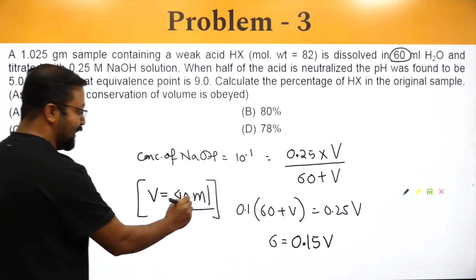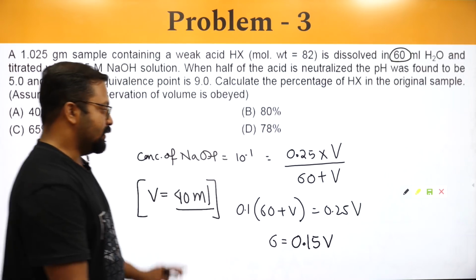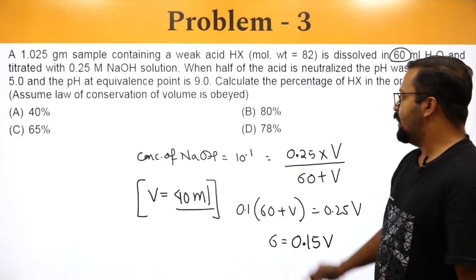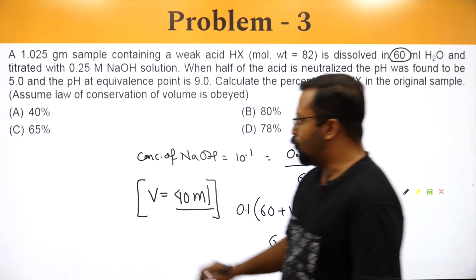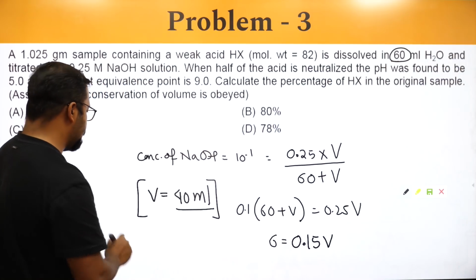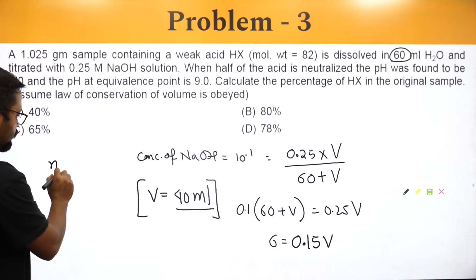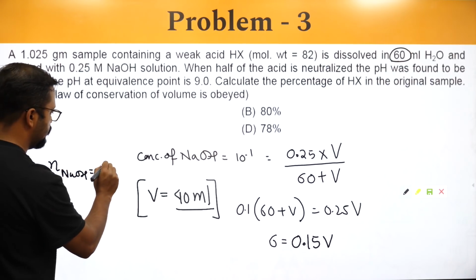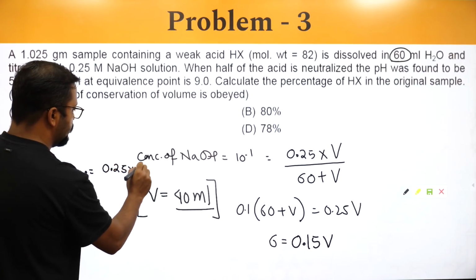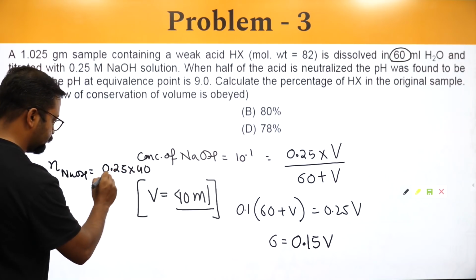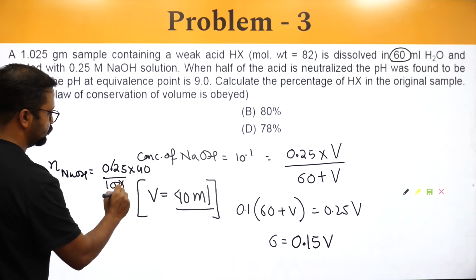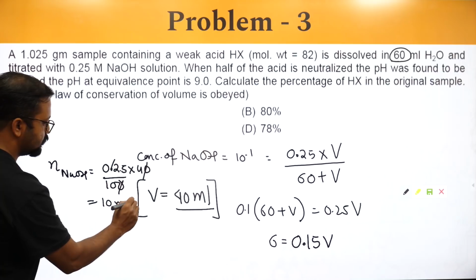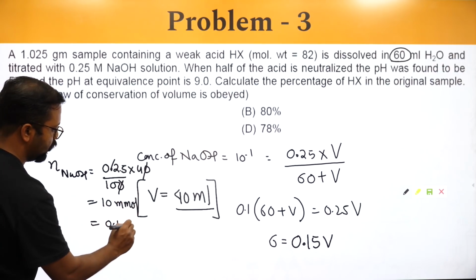This is the amount of NaOH that you need to use. ये 40 ml होना चाहिए. So what is the number of millimoles of NaOH? Number of millimoles of NaOH turn out to be 0.25 times 40, 25 for 100, 10 millimoles, that is 0.1 mole.